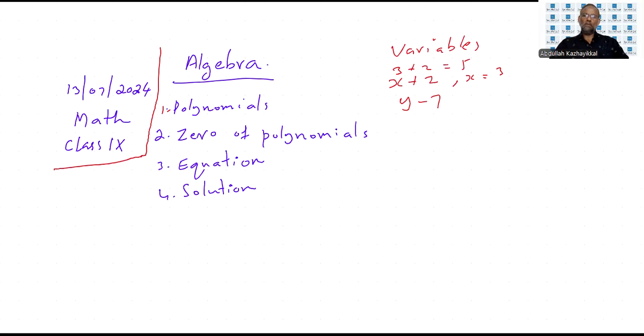X is equal to how much? Here, suppose y is equal to 5. So y minus 7 is equal to 5 minus 7, that is equal to negative 2.